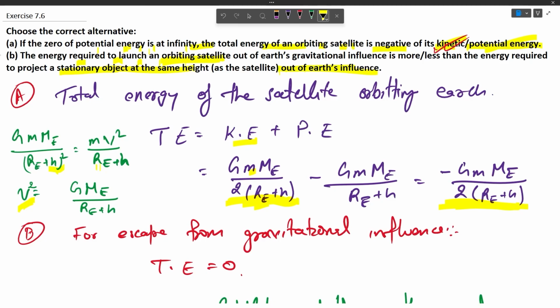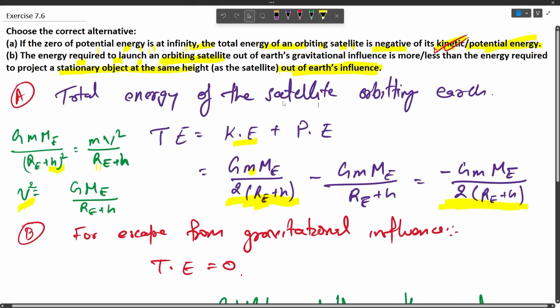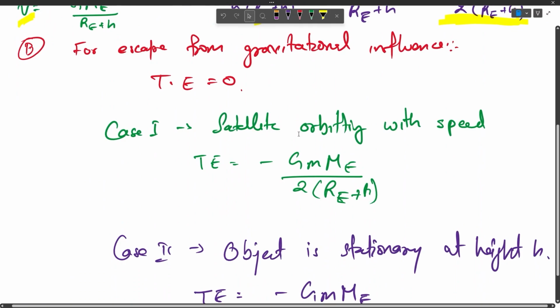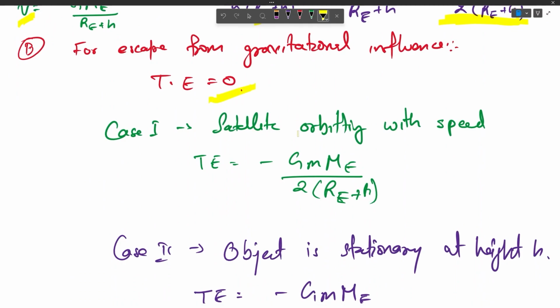So here, going out of the gravitational influence means that the minimum criterion for reaching this condition is that total energy should become zero, because as long as it is in Earth's influence, it will have negative potential energy, because we know that attractive potential energy is always negative. Now we know the condition for going out of the Earth's influence is that total energy should be equal to zero. Now case 1, where the satellite is orbiting with a speed v. Now total energy of the satellite, as we calculated from the above equation, is minus G M m by 2 (Re plus h).